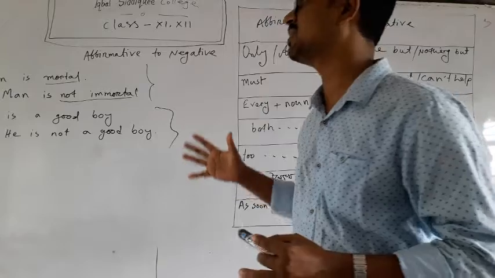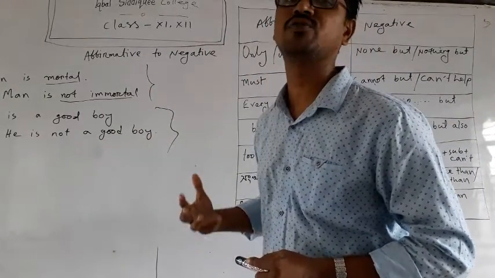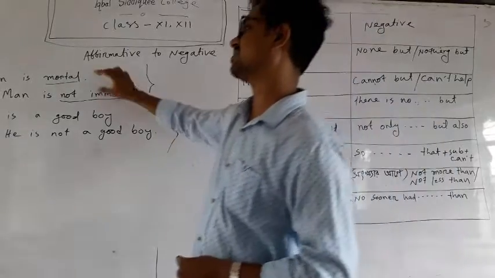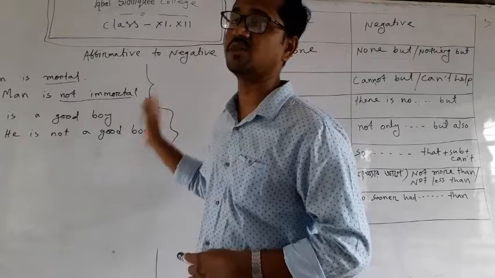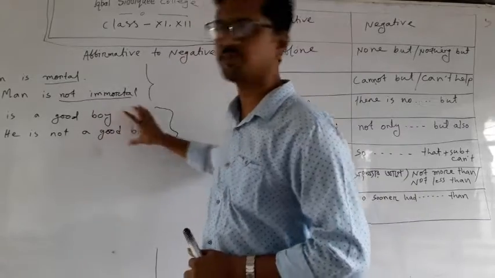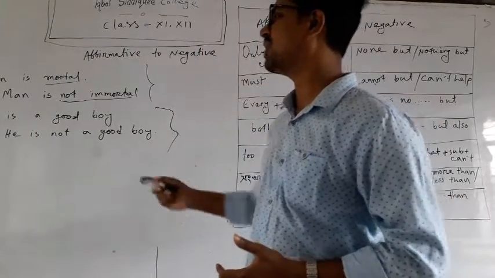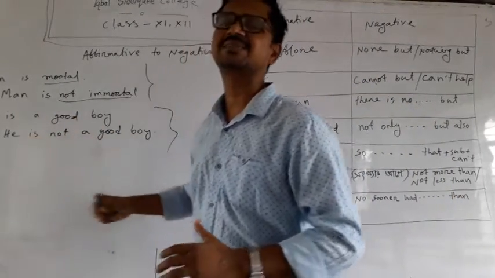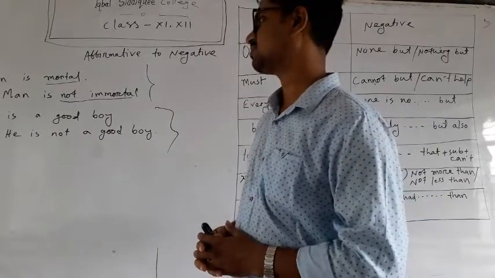Here the meaning of these two sentences is the same, but they are of two types of sentence. The first type is an affirmative sentence, and the second one, "man is not immortal," is negative. But they are referring to the same meaning. In this pair, "he is a good boy," "he is not a good boy," when we make it negative, its meaning has almost completely changed.